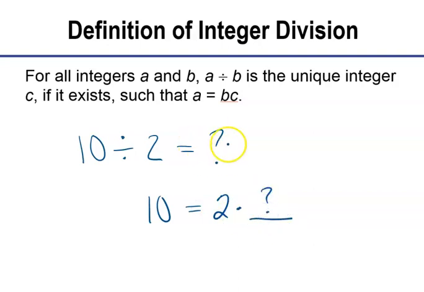Of course, we knew the answer was 5, but when you first started learning division, this is probably the way that you thought about it. What do you multiply 2 by to make it into a 10? And you had just learned your multiplication facts, and now you're using them to work in reverse.